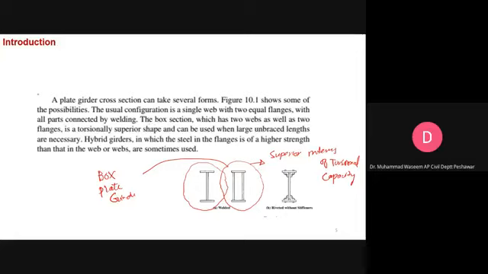Like you can see the box section which has two webs. In the I shape you have just one web. In the box shape you have these two webs, okay, and two flanges, okay. So this is a flange, this is called a flange, okay. The box girder is a torsionally superior shape and can be used when large unbraced lengths are necessary, okay. It is saying that if you are working with heavy loads and do not wish to use stiffeners, then you will go for this box shape, okay.